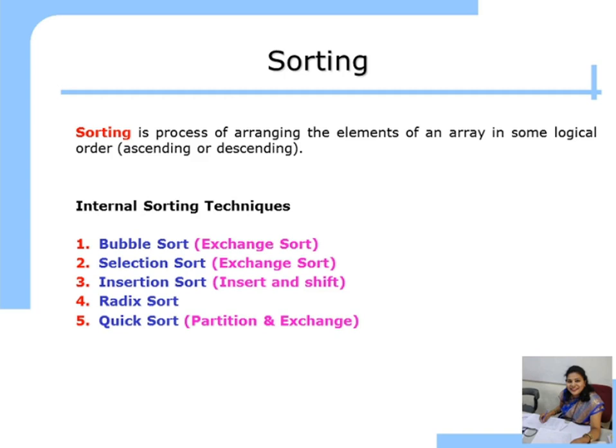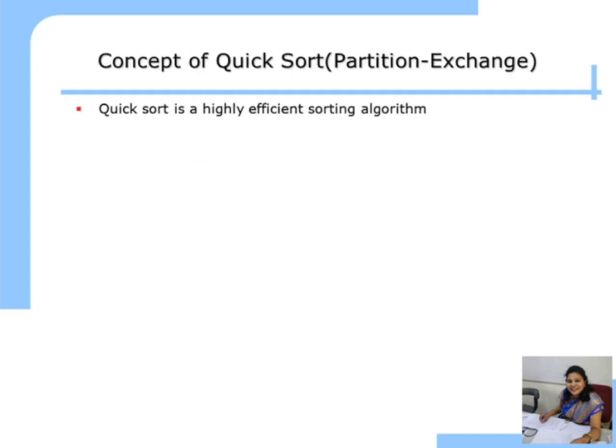The next technique is quicksort. It is a recursive algorithm. In this, it is purely based on partition and exchange sort. Quicksort is a highly efficient sorting algorithm. It is based on the partitioning of the array into smaller arrays. In each pass we divide the array.